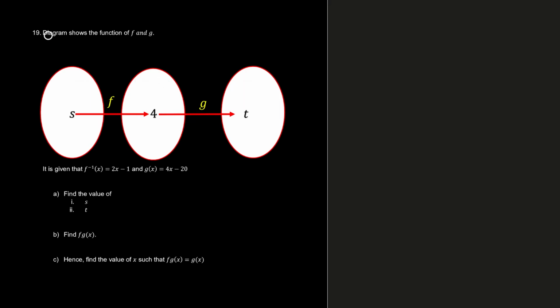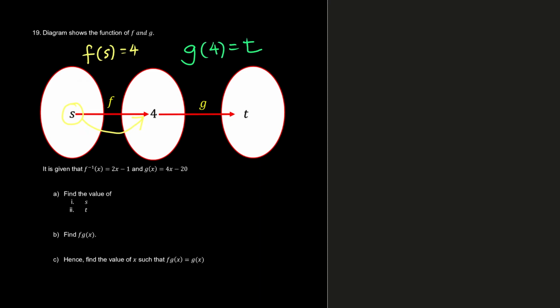Question 19. The diagram shows the functions f and g. So obviously we can see that this is f and this is g. What we're going to do is always try to translate whatever is in the diagram into equations. How do we translate? It's very easy. We see f is one of the functions. When it receives s, the output is going to be 4. You see? When f receives s, it gives us 4. Then the next one is g. We know that when g receives 4, it gives us t.